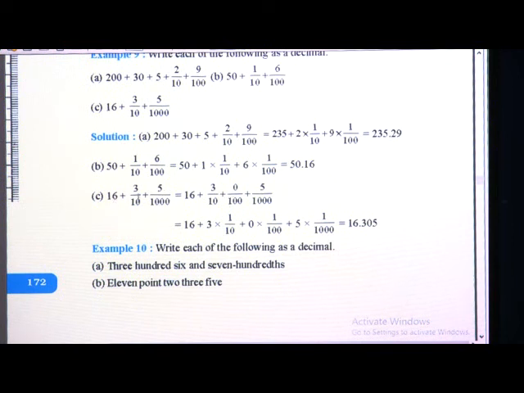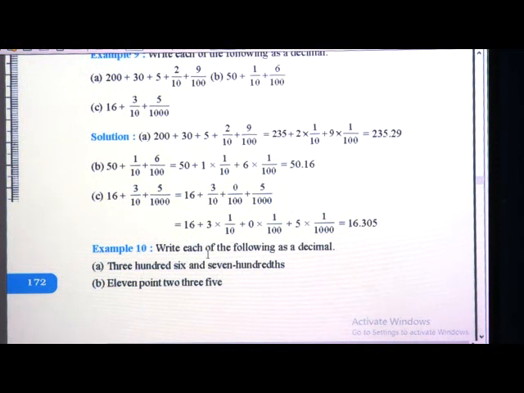16 plus 3 by 10 plus 5 by 1000. Okay. So, 3 by 10 can be written as 0.3 and 5 by 1000 can be written as 0.005, as it is the thousandths place. Adding all the terms, 16 plus 0.3 plus 0.005, we get 16.305.